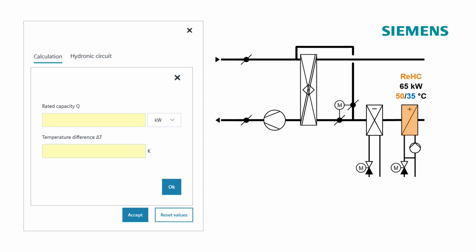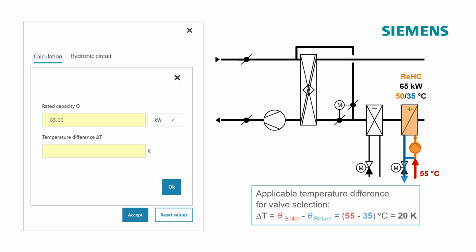For the calculation of the volumetric flow, the rated capacity and the temperature difference are needed. The rated capacity of 65 kW can be entered directly. Now it needs to be considered which temperature difference is applicable for the valve selection. The reheating coil requires a supply temperature of 50 degrees. The boiler provides a supply temperature of 55 degrees. And the return temperature from the reheating coil is 35 degrees. Therefore the applicable temperature difference for the valve selection is 20 Kelvin. Click OK.